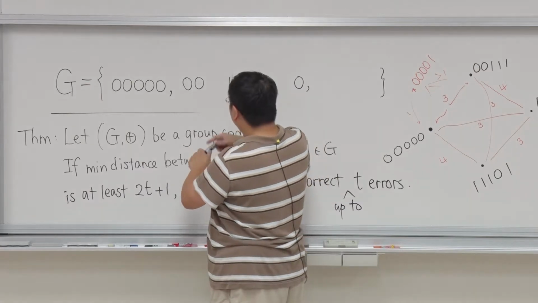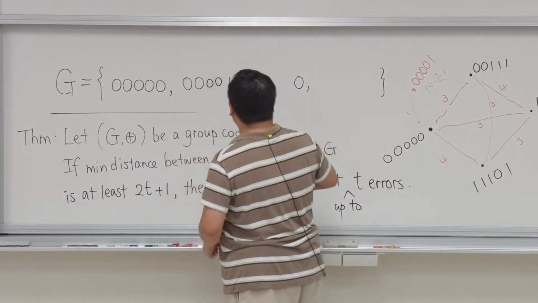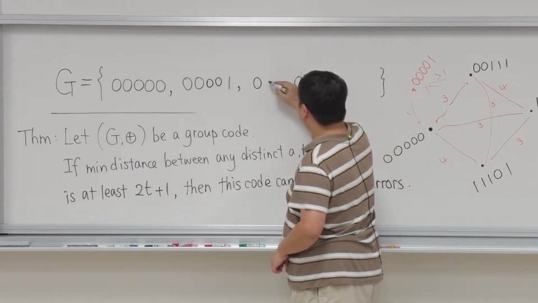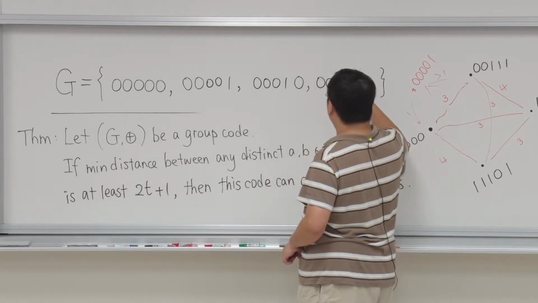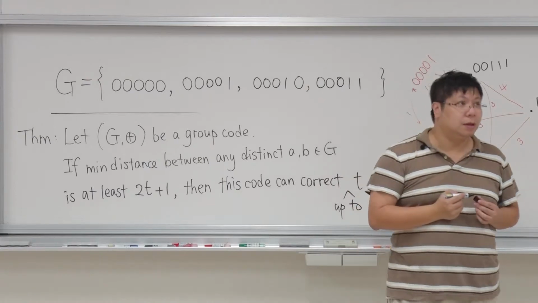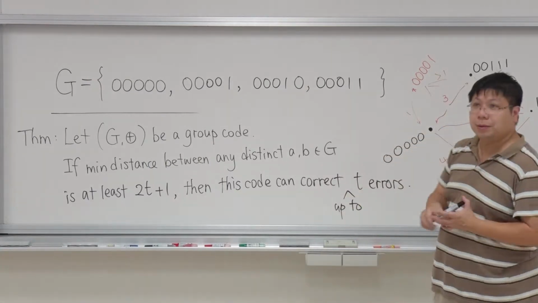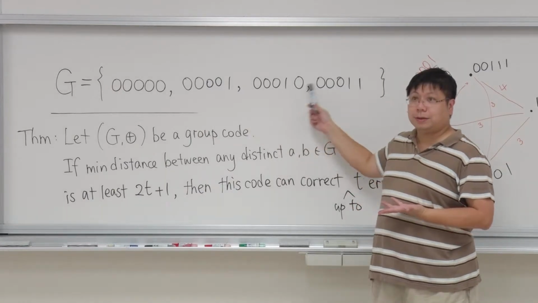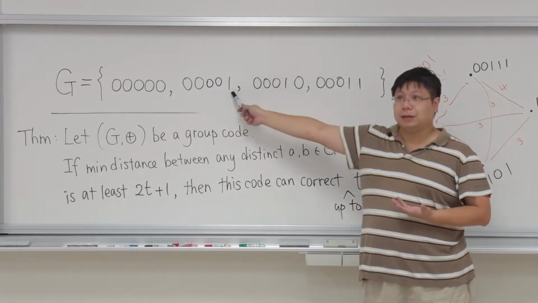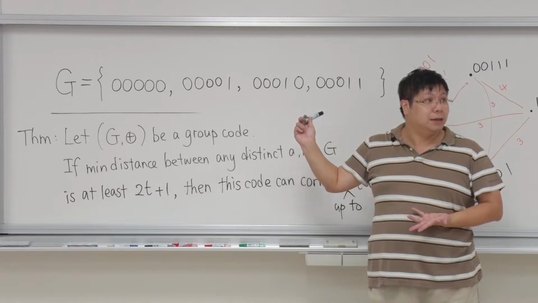Let's say this is another group code. Okay, this is another group code. This is another group code. Because this one exclusive or this one, you get this one. This one exclusive or this one, you get this one. Is that okay? This is a group, right?